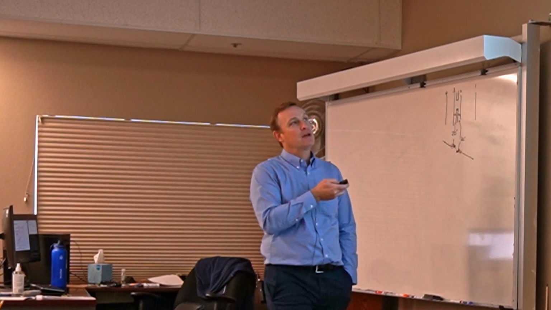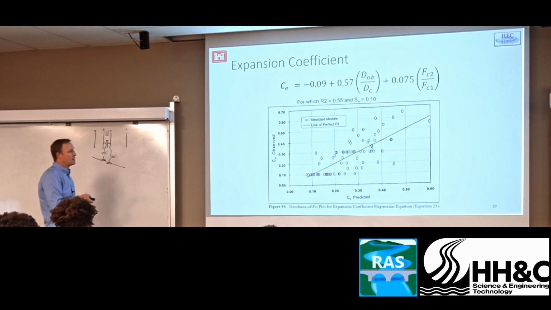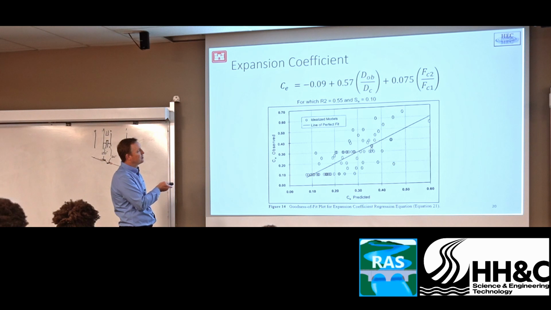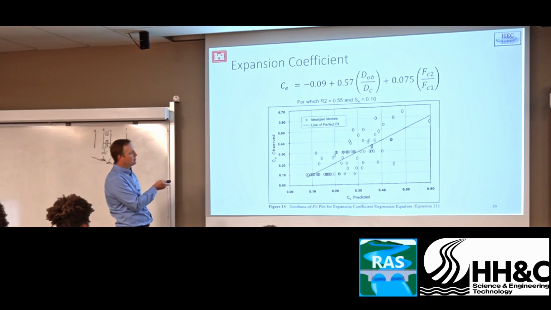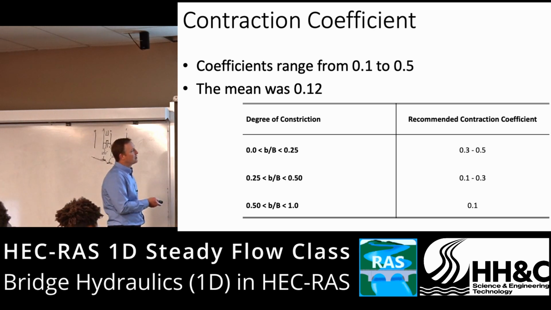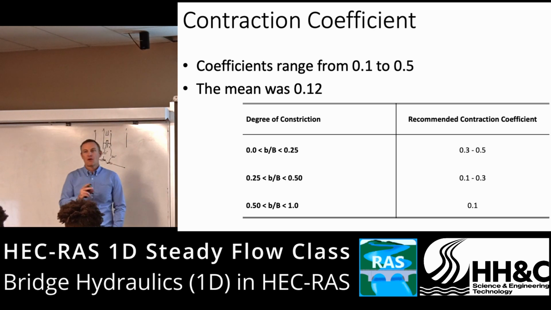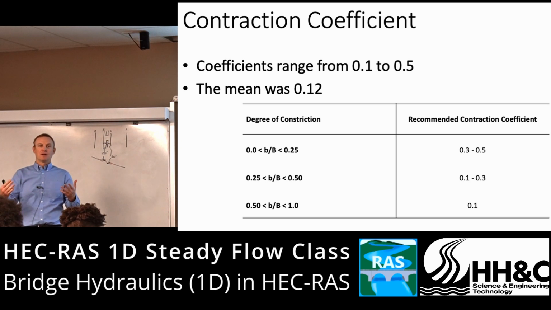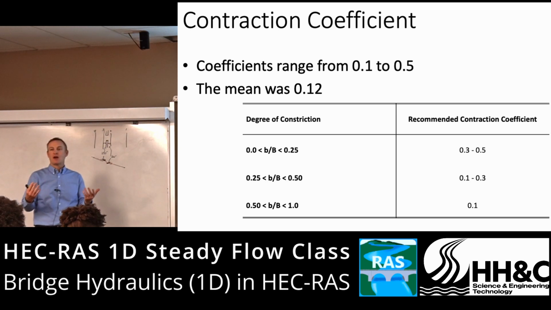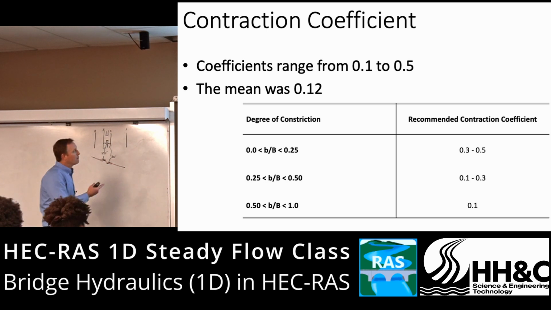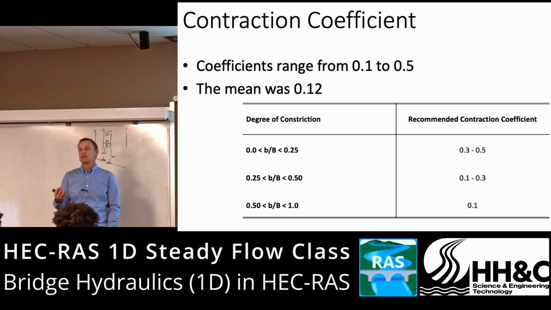Now for expansion losses that we saw through the idealized bridges, you can see they ranged from 0.1 all the way up to maybe 0.5. And then for the contraction rates, we saw not quite as big a change. And that makes sense, right? With the expansion zones, they tended to vary a little bit. Depending on whether the bridge was very efficient or not, it'd either take a long time for the flow to expand or expand rapidly. But for contraction rates, we saw that they were fairly constant.